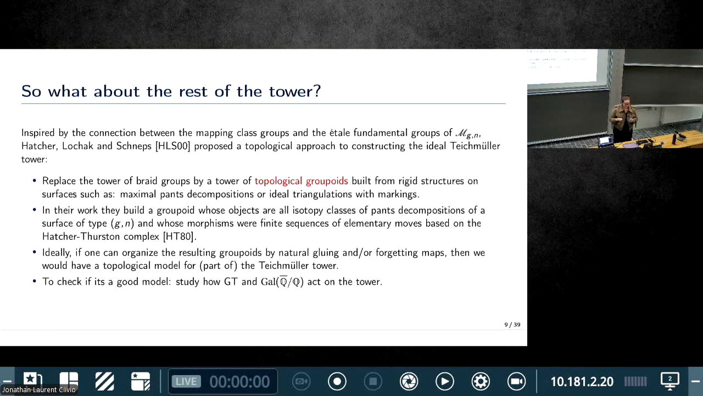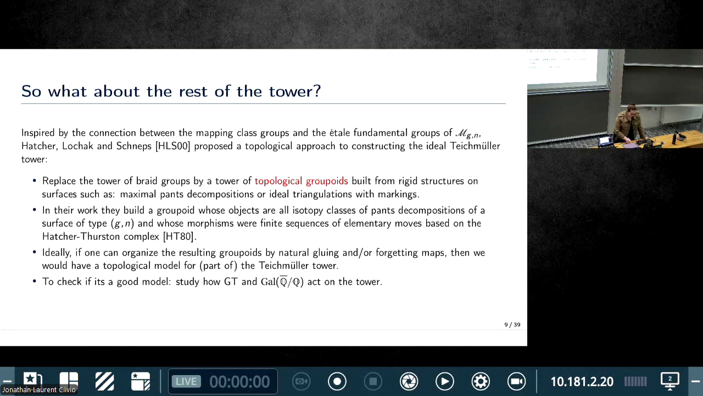So there was a paper in 2000 by Hatcher, Lochak, and Schneps, who were also inspired by this idea. So thinking about the connection between the mapping class groups and the Teichmüller fundamental groups, they wanted to take a topological approach to building this tower. So what was the idea? And we'll see a version of this later. We're going to replace this tower of braid groups by some tower of topological groupoids, built from rigid structures on surfaces.